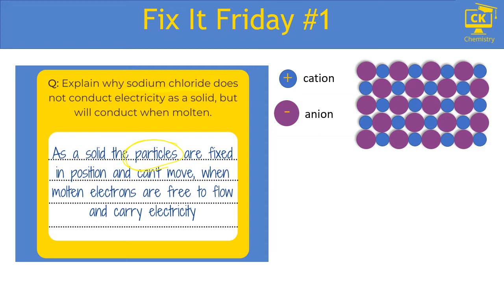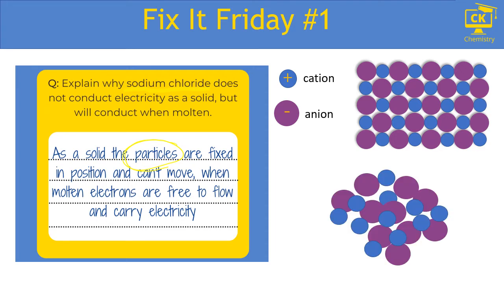But if I were to melt sodium chloride, then that's not a particularly great picture, but that's what I can imagine is happening. The ions are now no longer fixed in position and they are free to move. However, the student has started to talk in the question about electrons. Now, if I were to look at that diagram, I can't see any electrons. Obviously, it'd be quite hard to draw them because they're quite small.